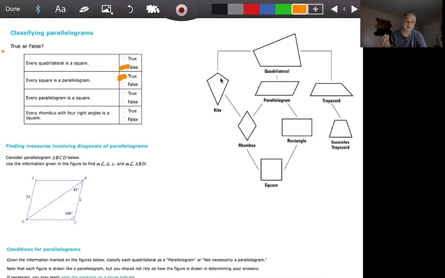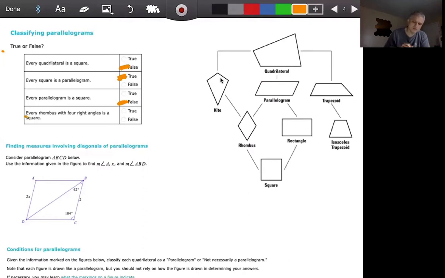Every parallelogram is a square. So this is like Unit 2 converse. If a figure is a square, then it is a parallelogram. We said true. If a figure is a parallelogram, then it must be a square. Well, no, there are parallelograms that don't have 4 right angles and they don't have 4 congruent sides, so that's false. The converse was false.